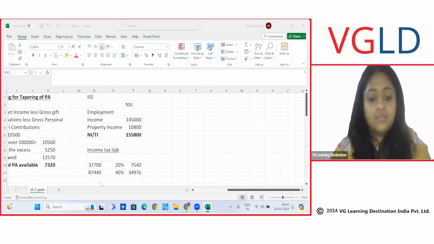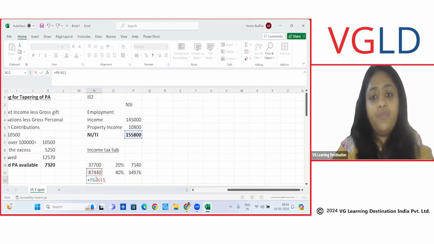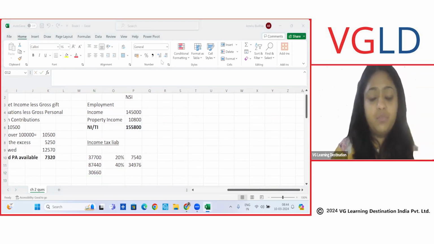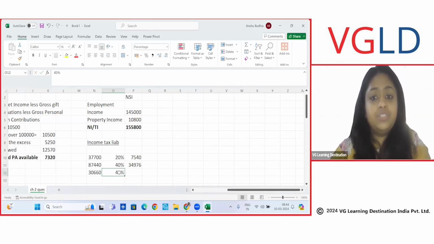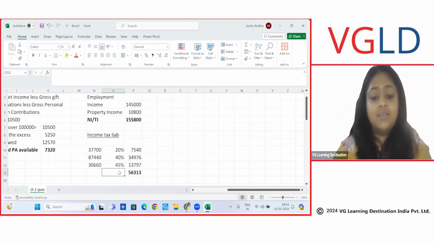Yes, Nikita, you're correct. Okay. Now let's take the remaining taxable income. The remaining taxable income will be 1,55,800 less 87,440 and less 37,700. So we get the remaining income. Yeah, correct, Mohammed. So the revised slab rate applicable to the higher additional rate would be 45% in the additional rate band. So the tax would be this multiplied by this, 13,797. Now add everything and you get the tax liability, 56,313.